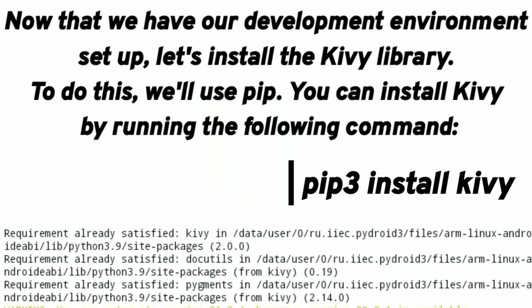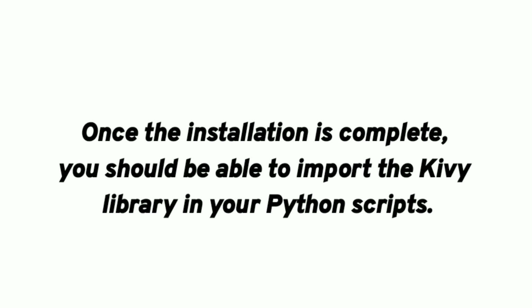Now that we have our development environment set up, let's install the Kivy library. To do this, we'll use pip. You can install Kivy by running the following command. Once the installation is complete, you should be able to import the Kivy library in your Python scripts.